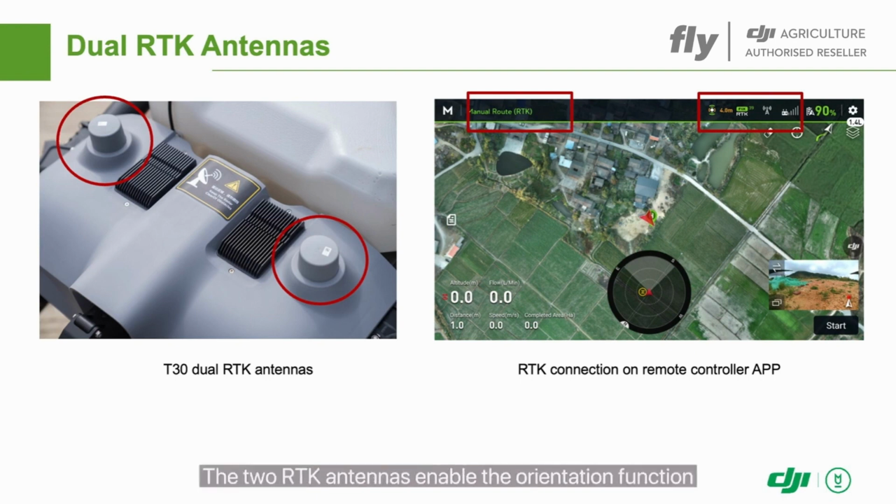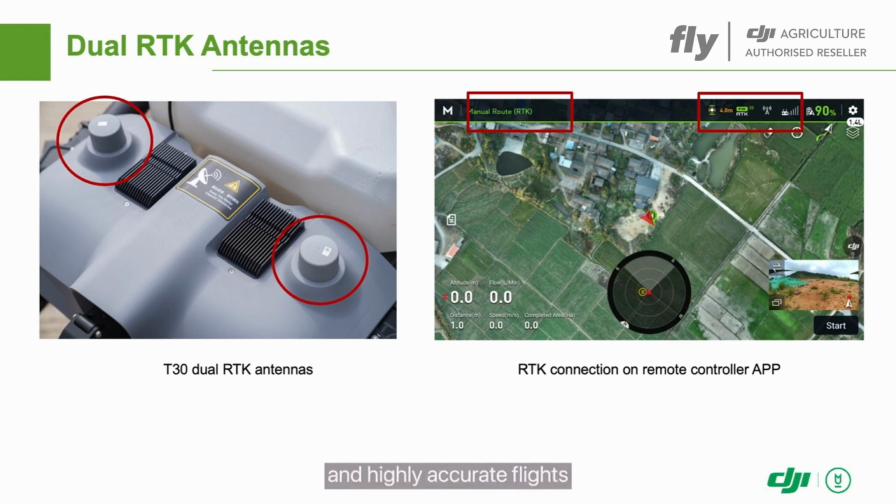The two RTK antennas enable the orientation function and highly accurate flights. They also prevent electromagnetic interference even when the drone is under high voltage lines. Without the RTK orientation function, the drone will need to rely on its compass. So, if the orientation function is disabled, you must calibrate the compass.